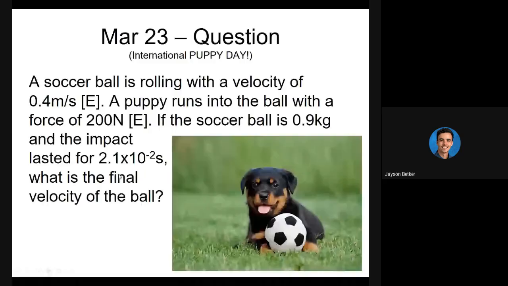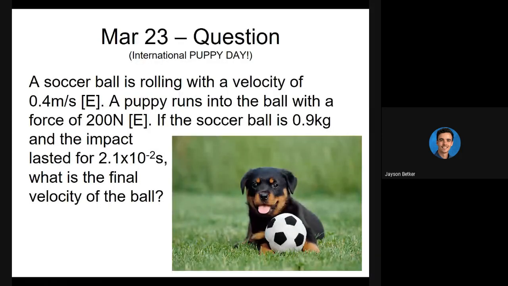We're moving onwards with momentum and the conservation of momentum in one dimension. So we are going to do a problem of the day. And our problem of the day today, the theme for today, the day of the year, is International Puppy Day. So it's International Puppy Day, and that means that our question is going to be about puppies.